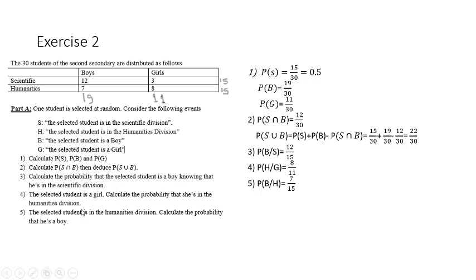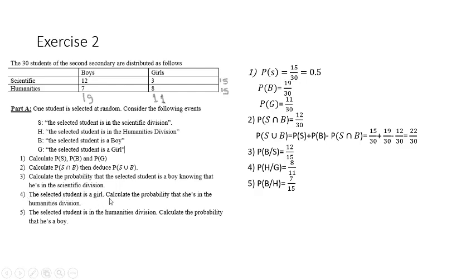For example part 4, the selected student is a girl. Calculate the probability that she is in the humanities division. No, the selected student is a girl. This is a condition. How can we have a conditional probability in two cases? When he puts the words knowing that, given that, such that, it's a conditional probability, or when we have a sentence before calculate the probability, this sentence is a condition.